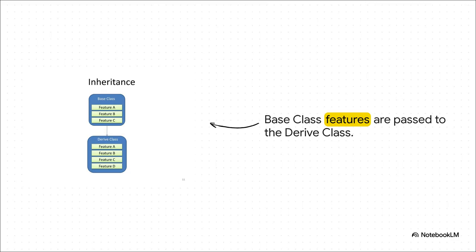Notice how cleanly this maps out the concept. At the top, the base class has feature A, feature B, and feature C. Below that, the derived class automatically gets those exact same features passed down to it. But it doesn't just copy the base class. It actually extends it by adding its own brand new thing, feature D. It inherits the old stuff and introduces the new stuff.